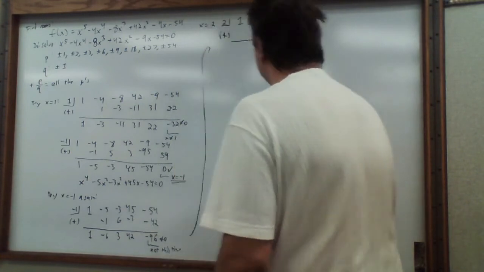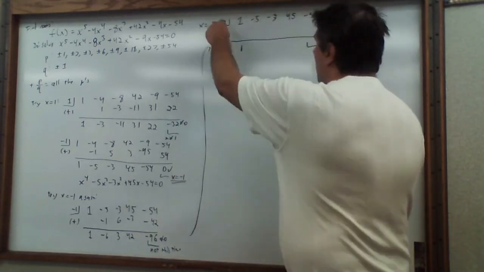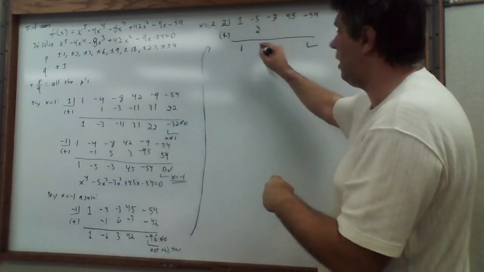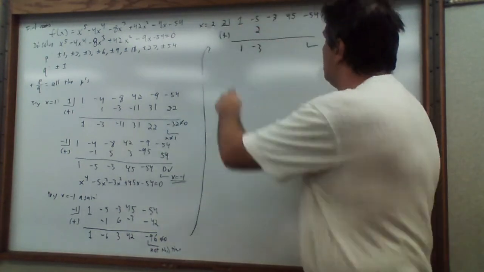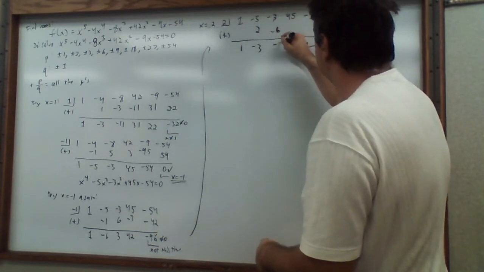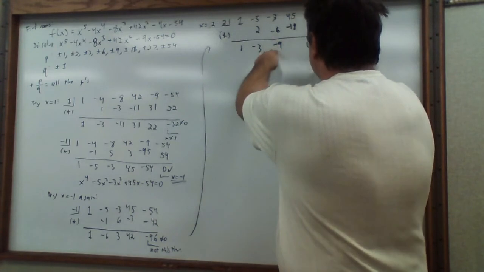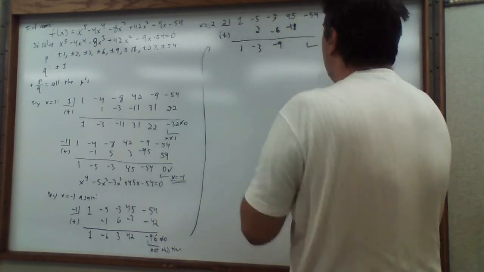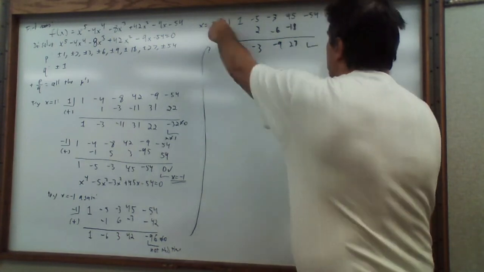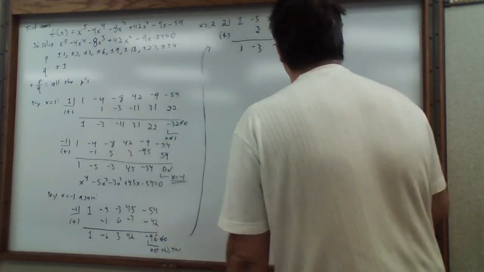So here's the continuation. So I've got my box, bring down the 1. 1 times 2 is 2. That's negative 3. 2 times negative 3 is negative 6. That's negative 9. 2 times negative 9 is negative 18. That's going to be 27. And 2 times 27 is 54. That's 0. So x equals 2.